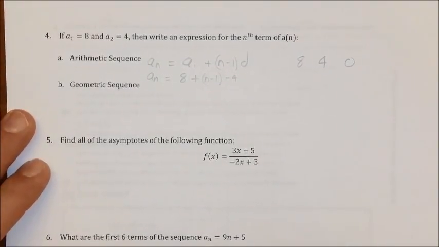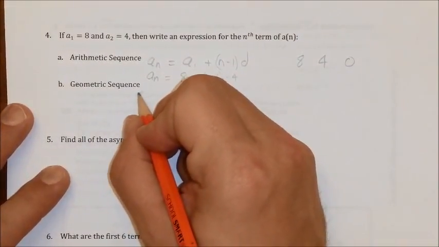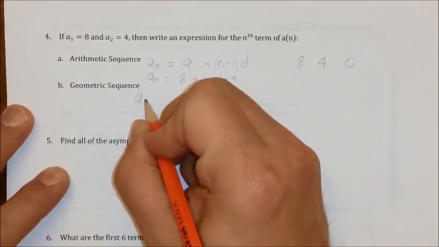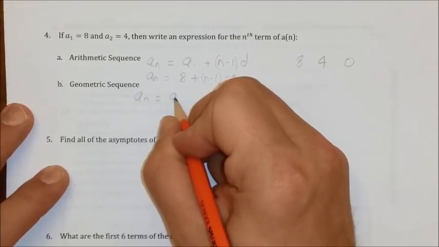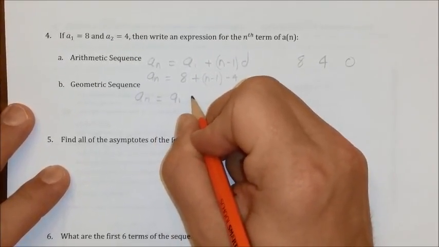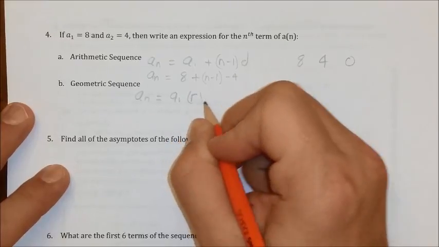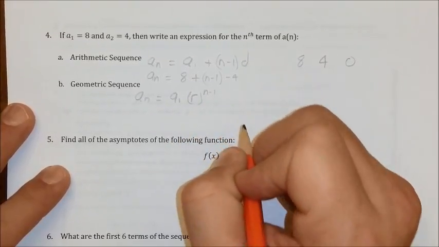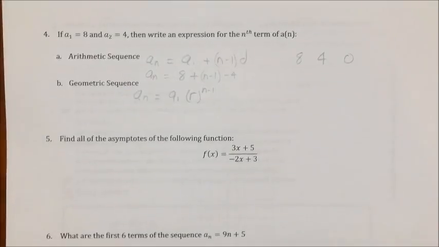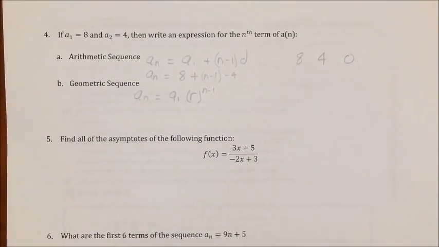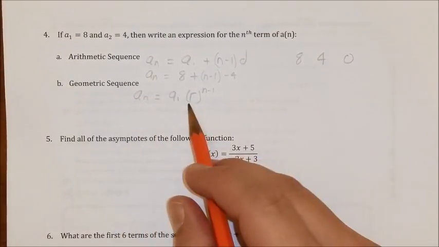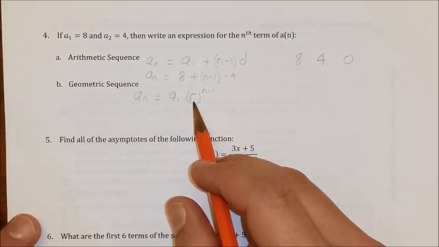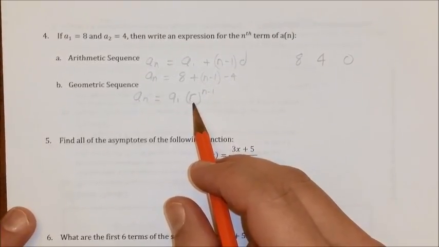Okay. On a geometric sequence, the explicit formula is going to be a sub n equals the first term times the common ratio to the power of n minus 1. So on this one, a geometric sequence we know is being increased or decreased by a common ratio. Obviously, if r is greater than 1, the sequence values are going to be increasing. If r is in between 0 and 1, the sequence values are going to be decreasing.